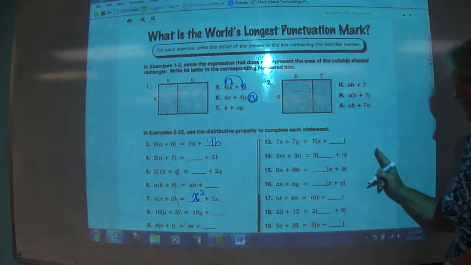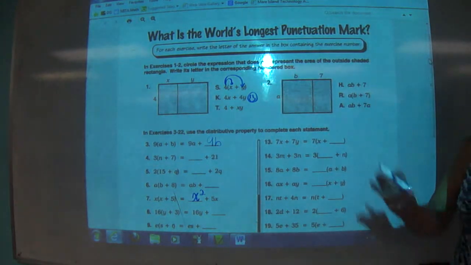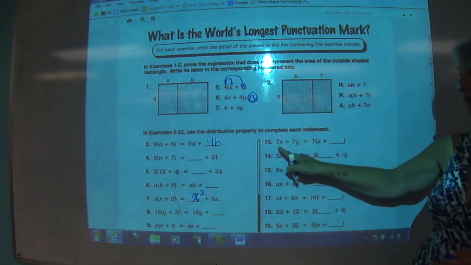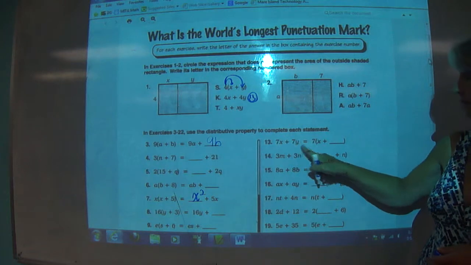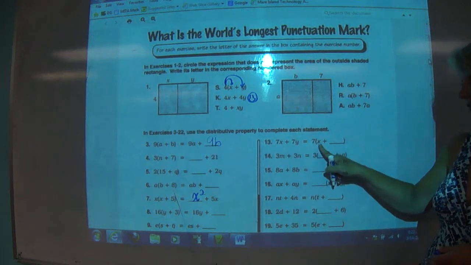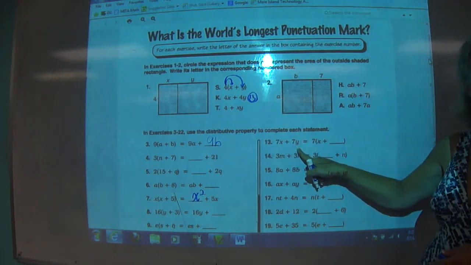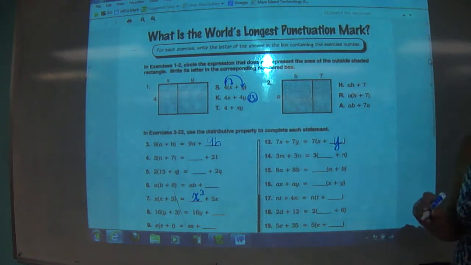On this side, they gave it to us in this format, and we're going to undo it, or we're going to use the distributive property. So what you do is you find the common term. What's common between 7x and 7y? 7. Pull out 7. After you pull 7 out, you've got x left. Plus, keep the operator the same. Then what's left here? y. Put it right here. Okay?